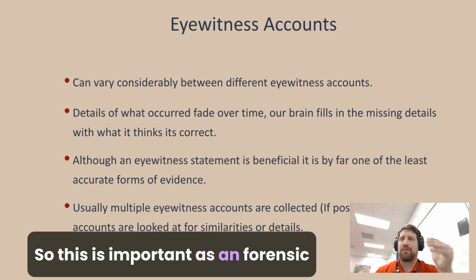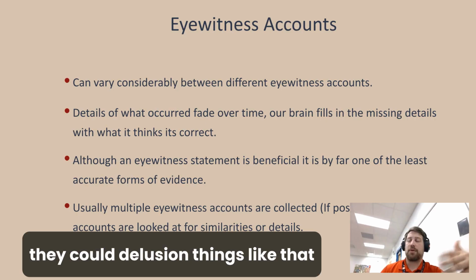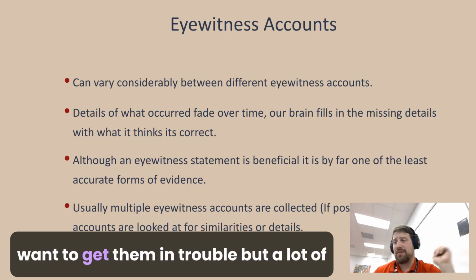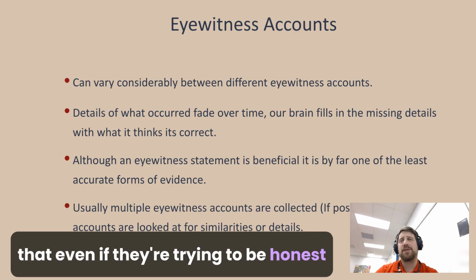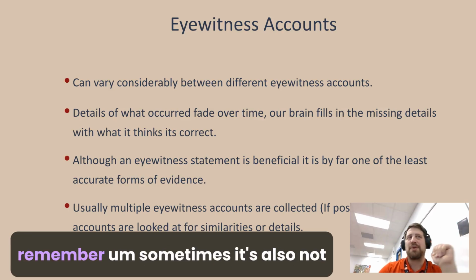So this is important as a forensic investigator. When we get eyewitness statements, sometimes they could lie, they could collude, things like that. Maybe they know the person that committed the crime and they don't want to get them in trouble. But a lot of times as well, we've got to keep in mind that even if they're trying to be honest, sometimes their brain is tricking them to remember things that they don't quite remember.